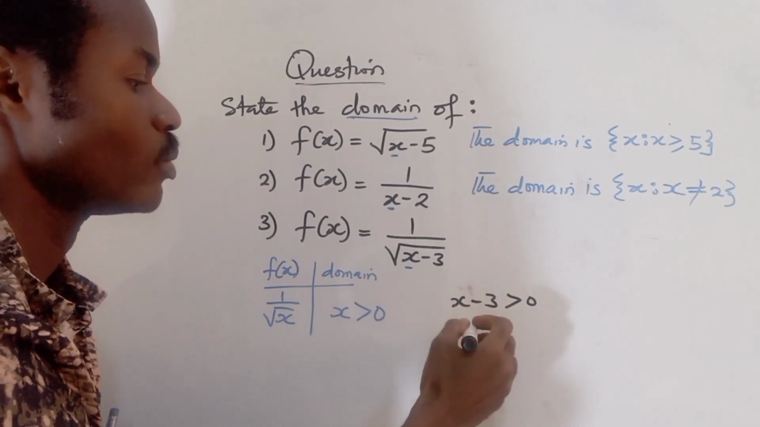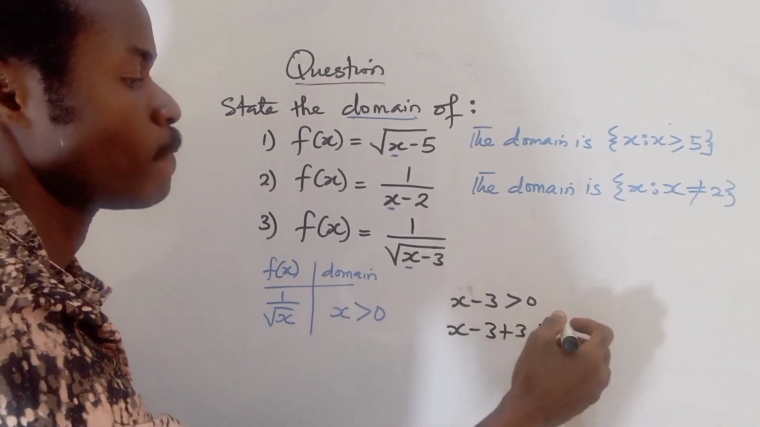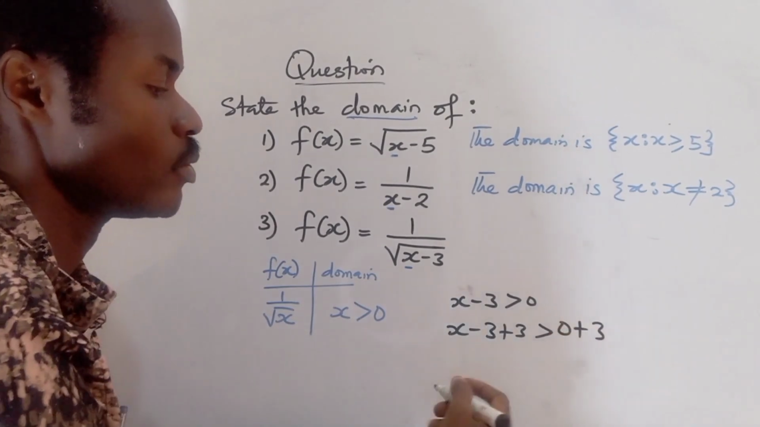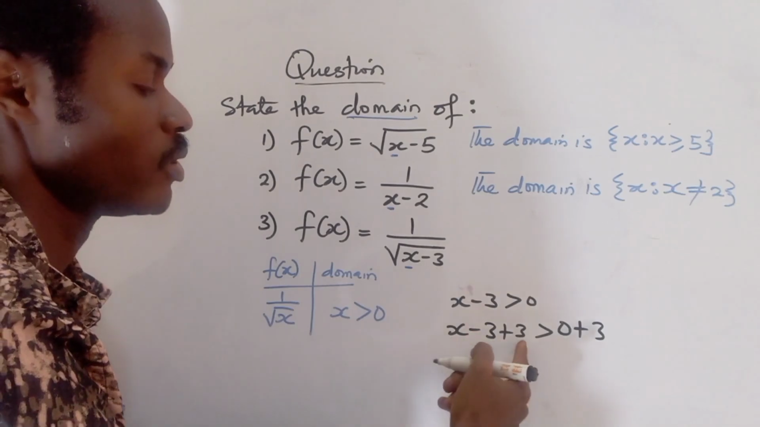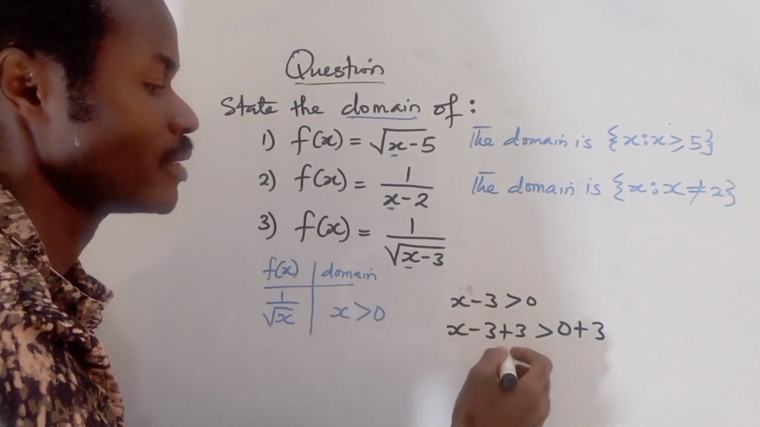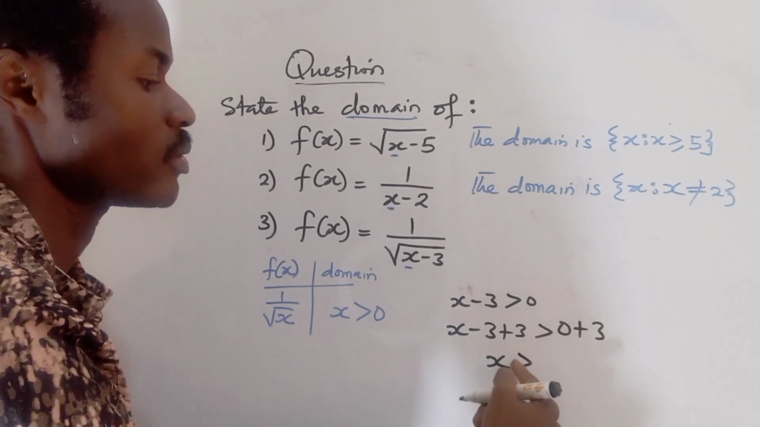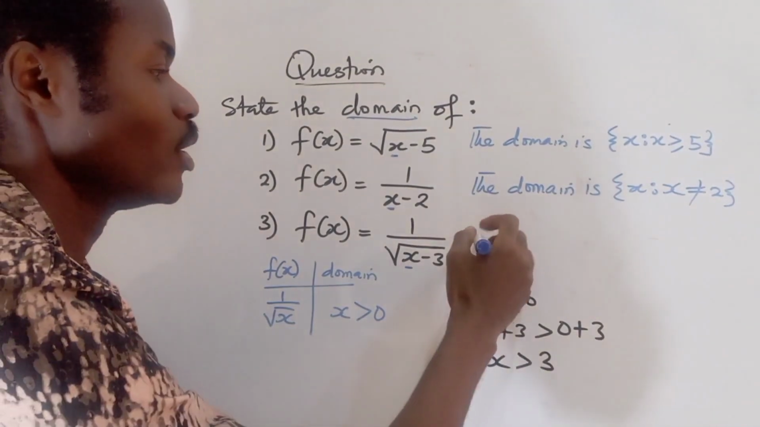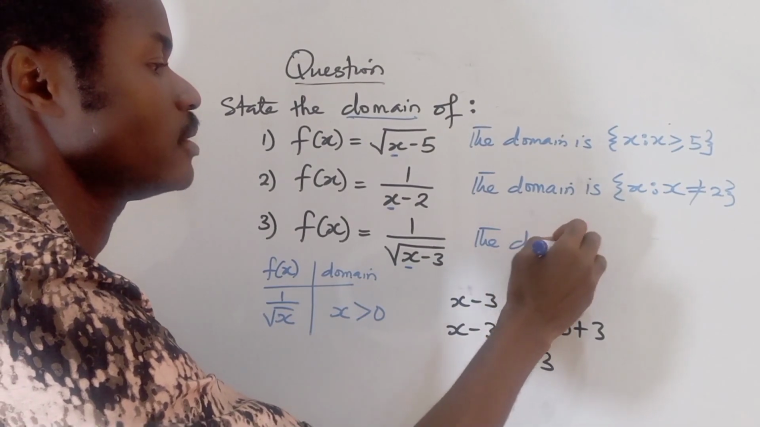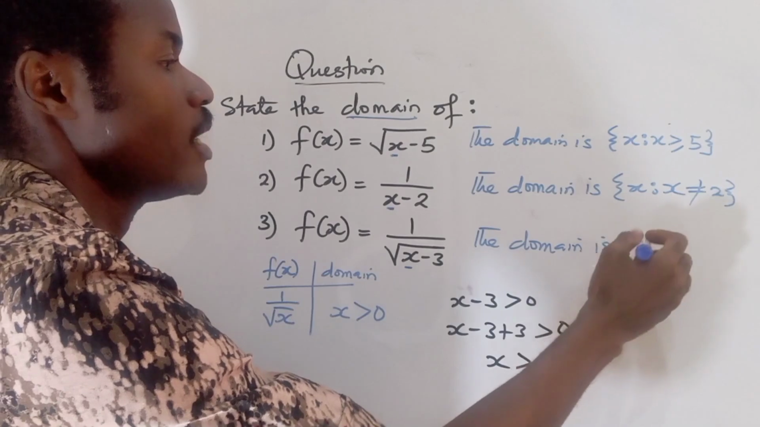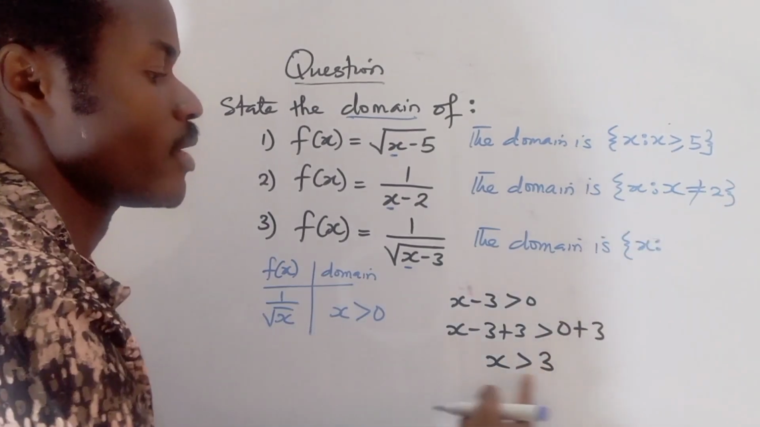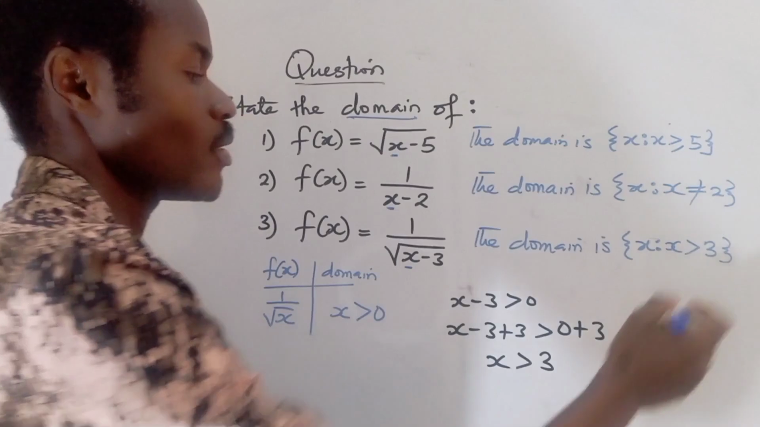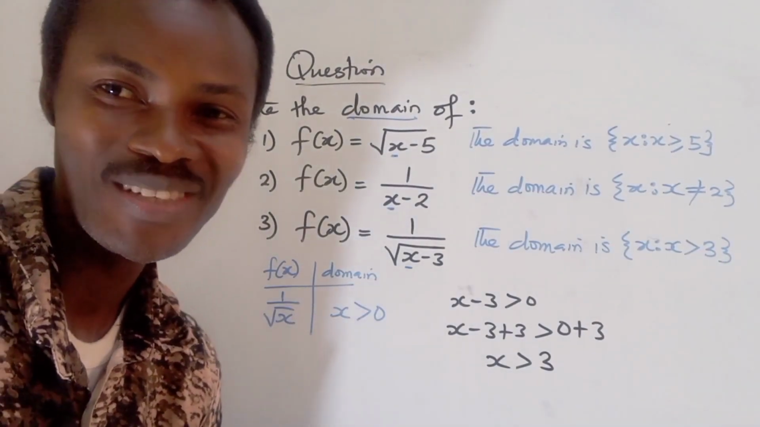So we are going to add 3 to both sides, to be able to find the set of values of x. So if we add 3 to both sides, this becomes minus 3 plus 3 is 0. So we have x on the left hand side is greater than 0 plus 3, which is 3. So the domain for the third one is, in curly brackets, x such that x is greater than 3. So that gives us the solution to this simple problem.